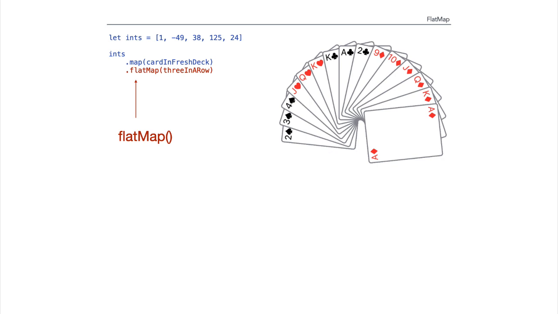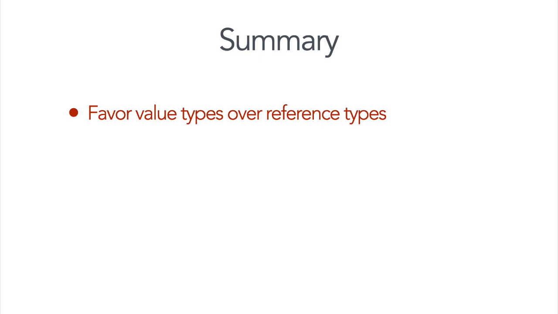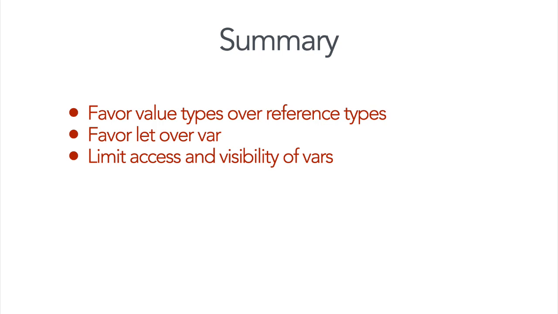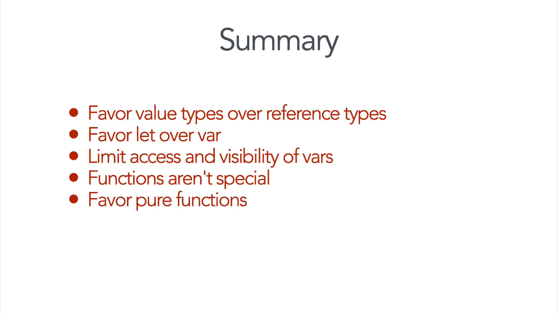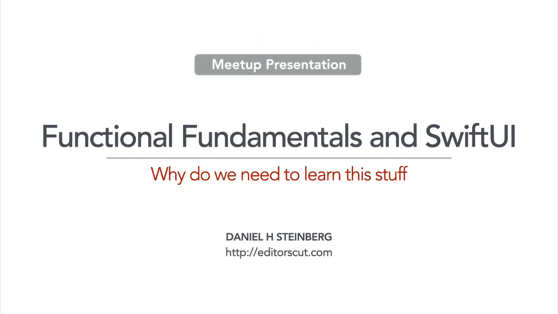There's map and flat map and filter and combine and just so much more. You'll favor value types over reference types. You'll continue to favor let over var. You'll limit access and visibility of vars. You've realized by now that functions aren't that special. They're first-class objects. You'll use them just as you use strings or ints. And even though there's nothing to keep you from not doing so, you're going to favor pure functions. In addition, you'll write your own higher order function, and you'll leverage the higher order functions that Swift provides you in the Swift standard library. And that's why we need to learn this stuff.